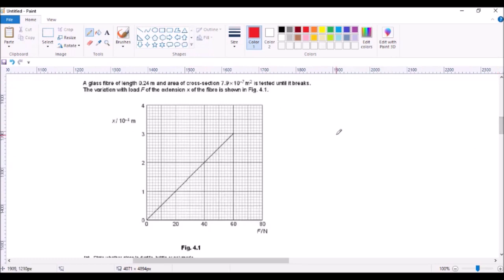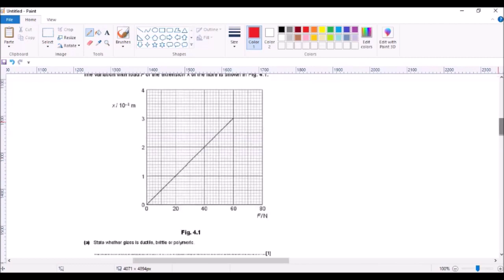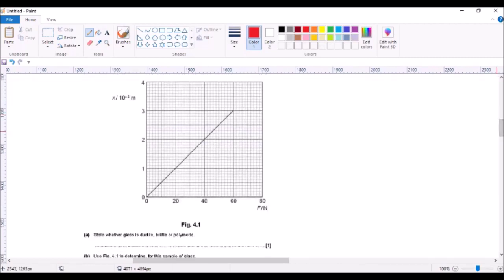A glass fiber of length 0.24 meters and cross-sectional area of 7.9 times 10 to the power minus 7 is tested until it breaks. The variation with load F of the extension X of the fiber is shown. Okay, and that is a force extension graph.